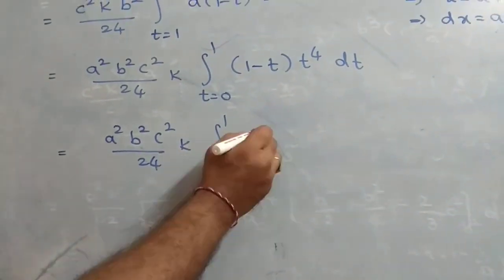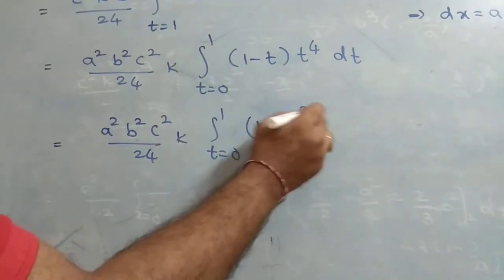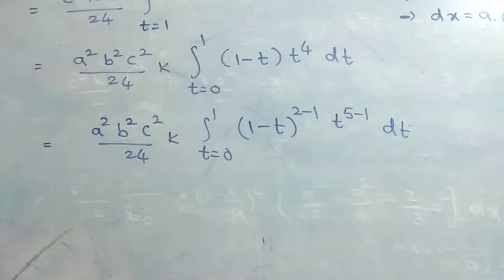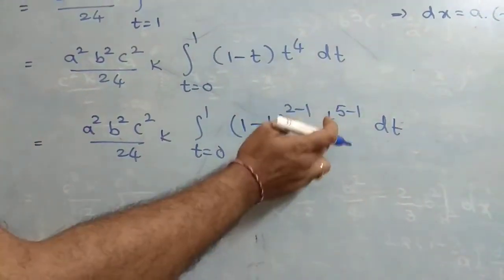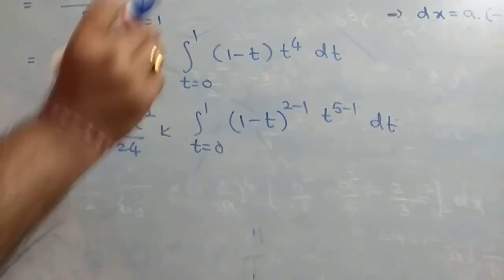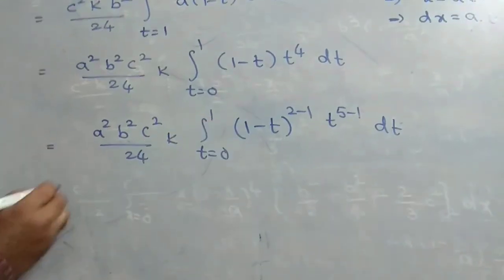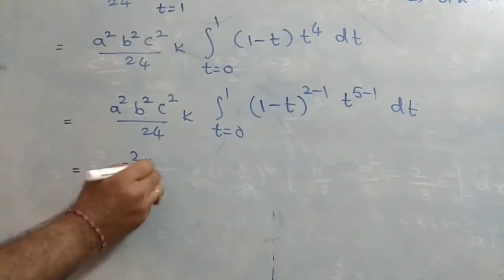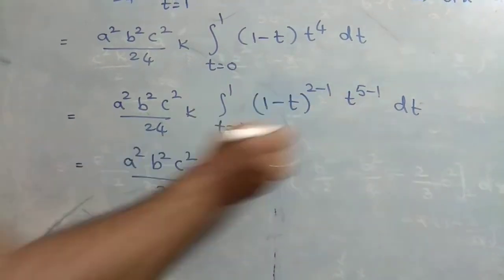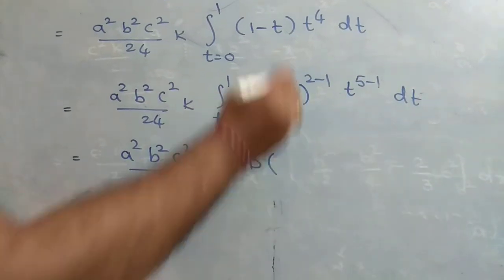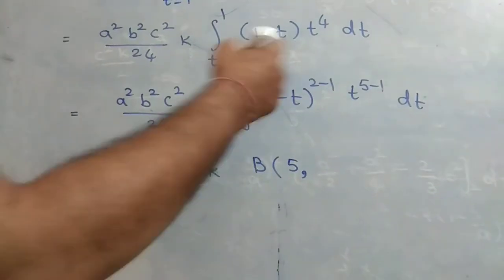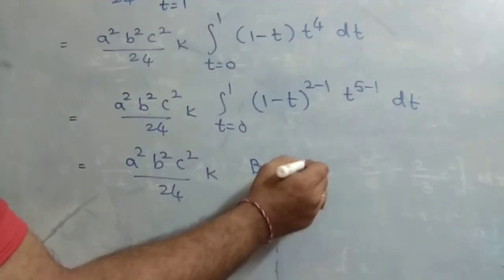Shall I write this value as (1 minus t) whole power 2 minus 1 into t to the power of 5 minus 1? Any problem? So this is nothing but looking like x to the power of m minus 1 into (1 minus x) whole power n minus 1. This is exactly the definition of beta function. So you can write a square b square c square by 24, this is k. This complete is nothing but a beta function. x to the power of m minus 1 means m is 5, and (1 minus x) whole power n minus 1, n is 2.